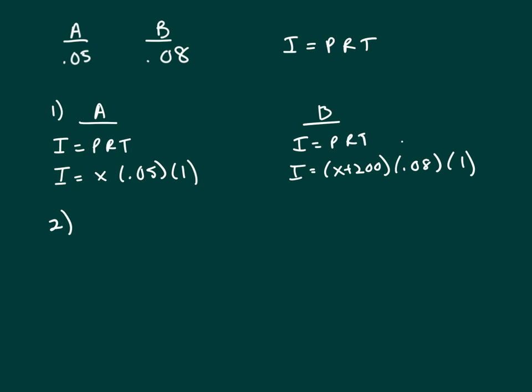Clue 2. The total amount of interest for the two accounts earned in the first year was $120. Well, so what? It doesn't tell me how much more was in one than the other. It just tells me the sum of the interest was $120. But there's no breakdown between the two accounts. So total interest is $120. But once again, that doesn't work by itself.